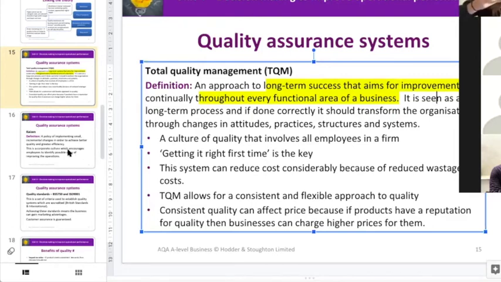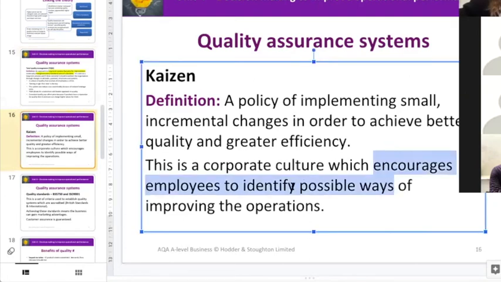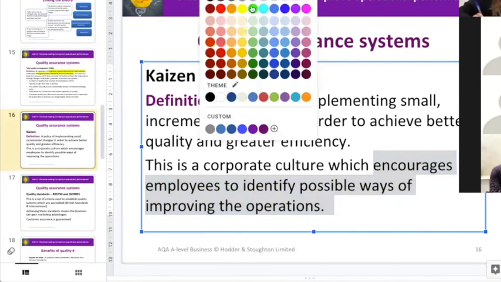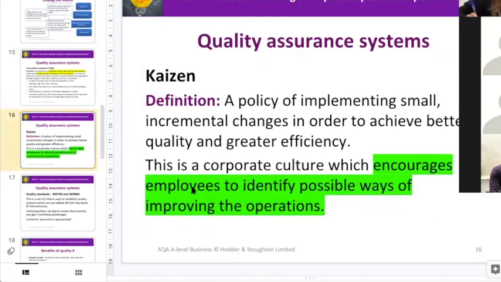Okay, but for Kaizen, for the quality assurance system Kaizen, we know it's for small changes, but gradually we're implementing other changes. This sentence is quite important and a key point for Kaizen, because a lot of times people don't realize Kaizen actually encourages people.